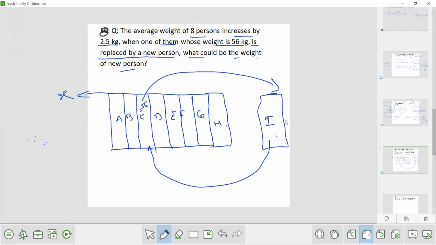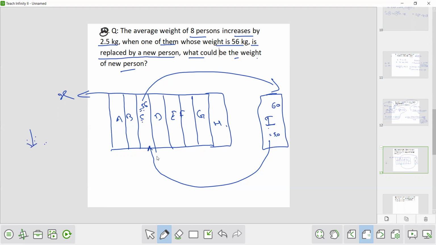Okay. Now, if the weight of I is less than the weight of C, means C is having 56 kg, let's say the weight of I is 50 kg. Now, when this I will come in and C will go out, then the average will decrease. And there will be one more case, when the weight of I will be more than the weight of C, means suppose the weight of I is 60 kg, it is more than 56 kg.